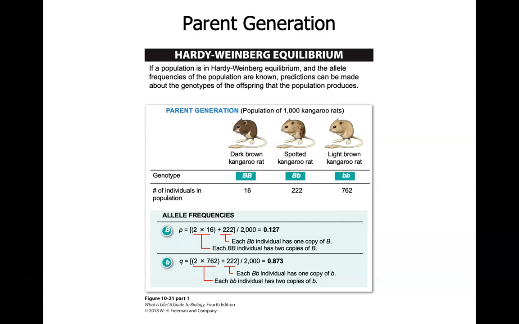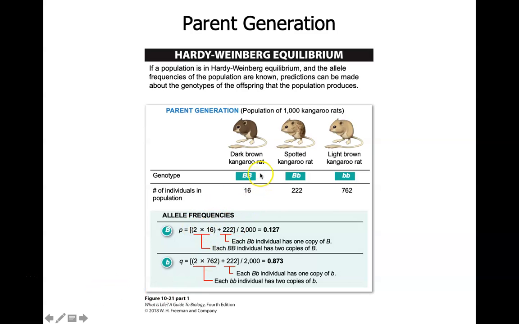So let's calculate the frequency of alleles. I'm going to point out right here, this is the number of P alleles divided by the total number of alleles. We have 1,000 kangaroo rats. Each individual has 2 alleles, so our total number of alleles is 2,000. Now we need to calculate the total number of our dominant allele. Remember, the frequency of the dominant allele is equal to P.